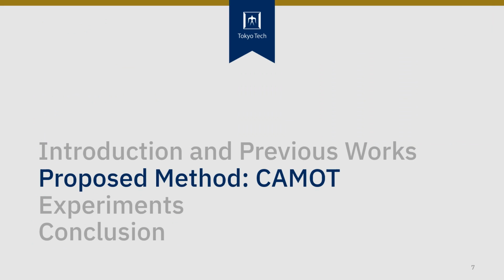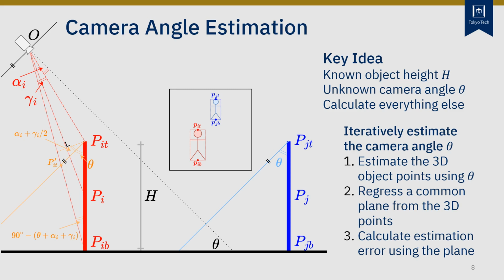Next, we'd like to talk about the details of our method. So the key idea here is simple. If we assume a known uniform object height h and a known theta, we can calculate everything else from the object depths or the 3D coordinates.